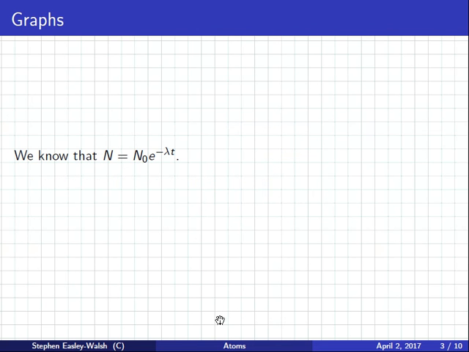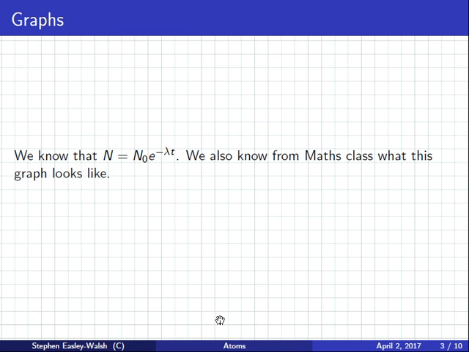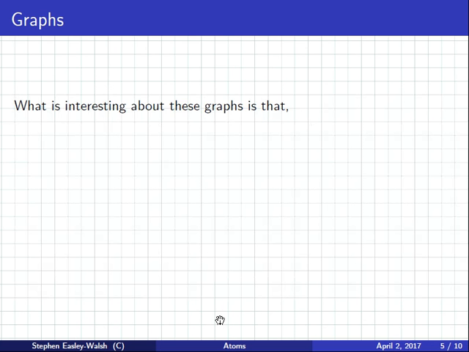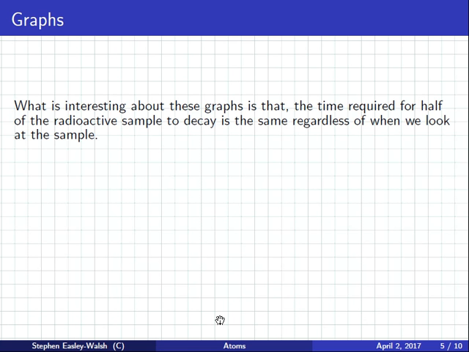So we know that N equals N0 e to the minus lambda t. We have this formula, and we also know what the graph looks like for this. It is like this, which we did in math class, so that's all fine. What's interesting about this graph is that the time required for half to decay is the same no matter when we start looking at the sample.